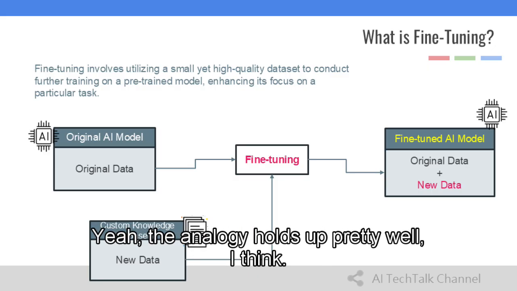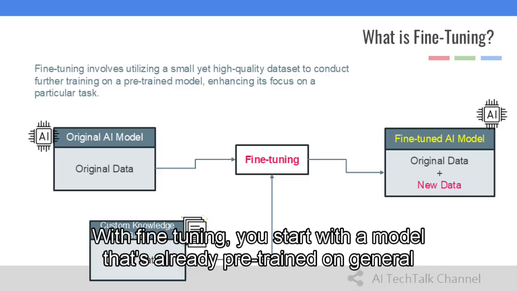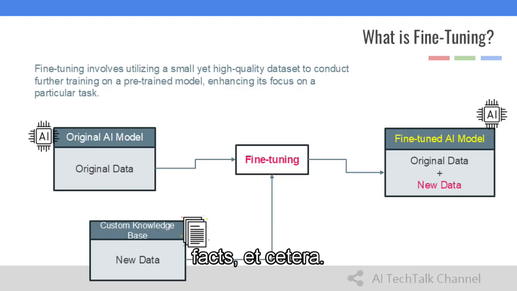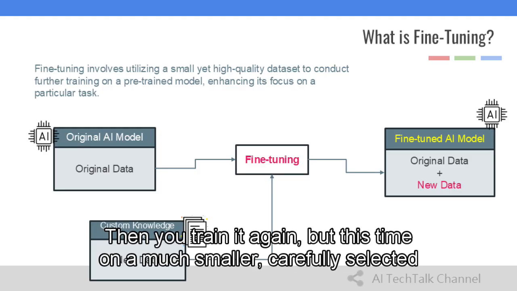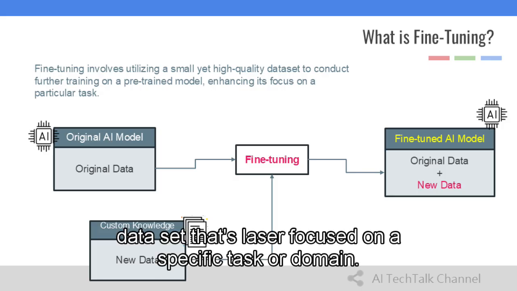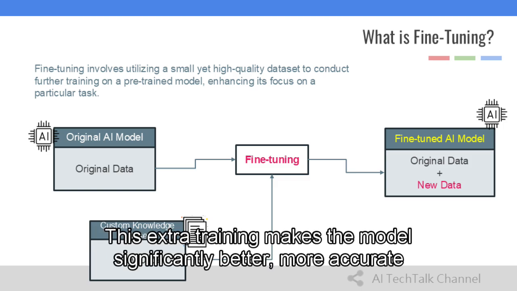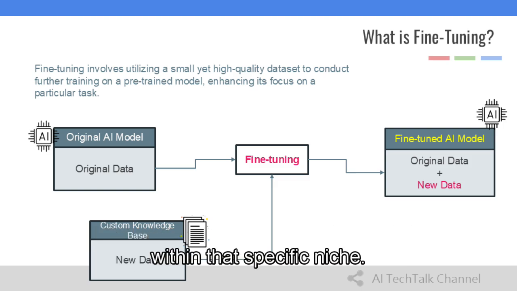Yeah, the analogy holds up pretty well, I think. With fine-tuning, you start with a model that's already pre-trained on general language data, and there's a lot about language structure, grammar, basic facts, etc. Then you train it again, but this time on a much smaller, carefully selected data set that's laser-focused on a specific task or domain, like medical diagnoses or legal contract analysis. This extra training makes the model significantly better, more accurate within that specific niche.